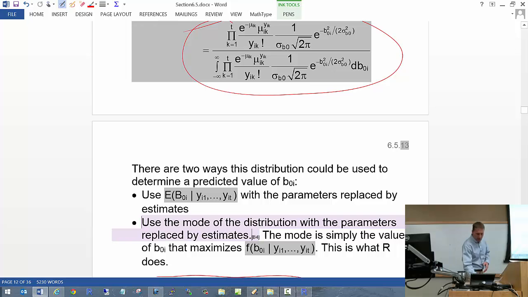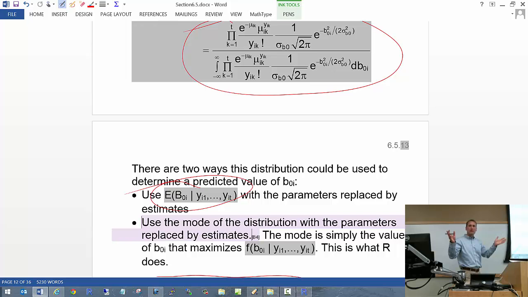Another way is that you could use the mode of the distribution. So you see where the parameters would be, where the sigma squared would be. Also remember the beta 0 and the beta 1 would exist in the mu's. Put the parameter estimates in there and try to maximize this expression. What that gives you is the most probable value for B.